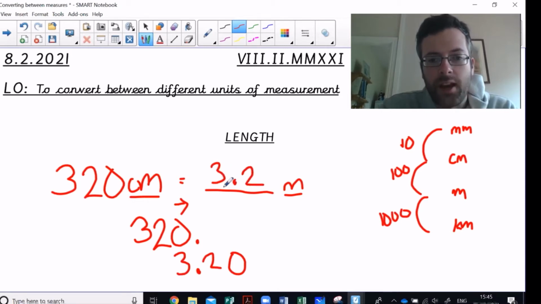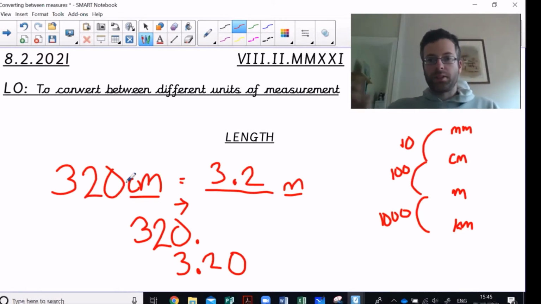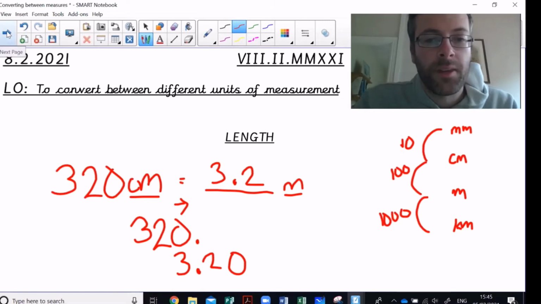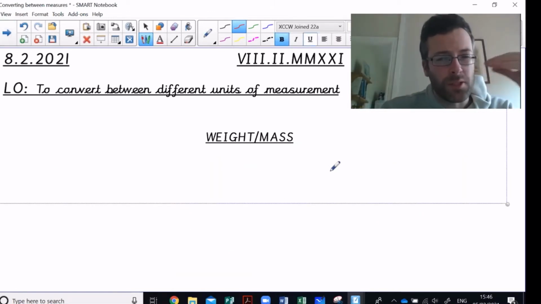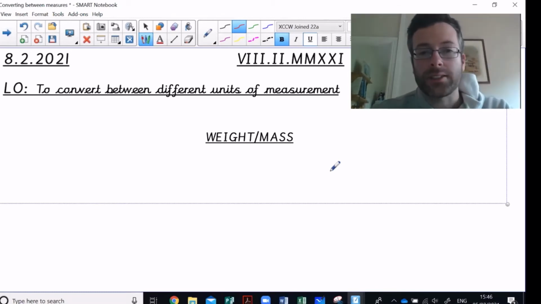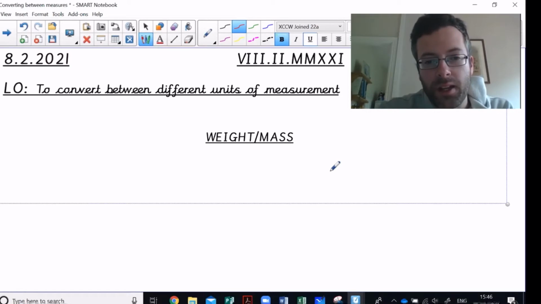Does it make sense that 3 and a bit meters will be the same as 320 centimeters? And that does make sense. So I'm happy. Now the next one, weight and mass. In primary school, we don't need to worry too much about the difference between those things. Once you get to high school, you'll be told that they are slightly different, but we don't need to worry too much about that now.